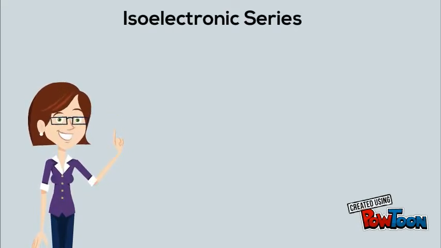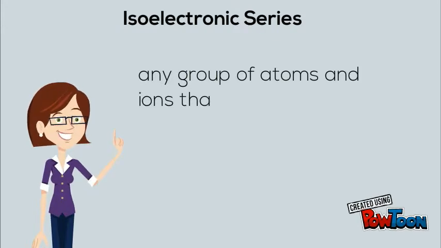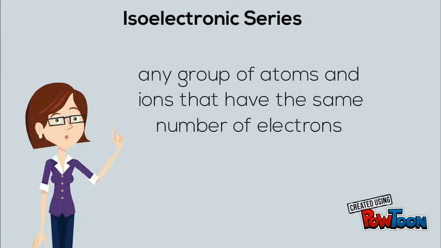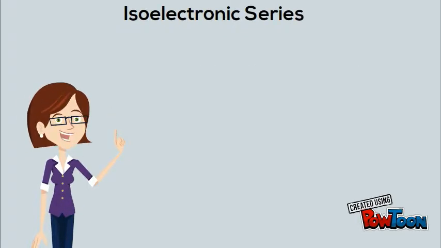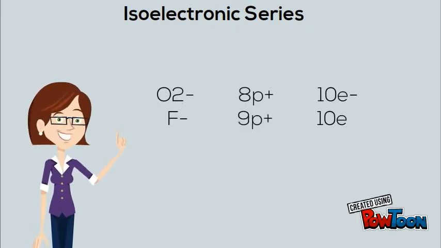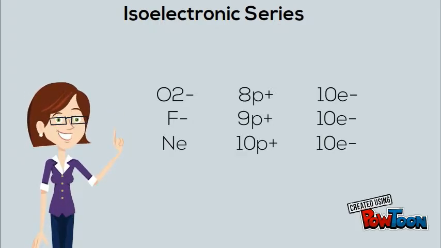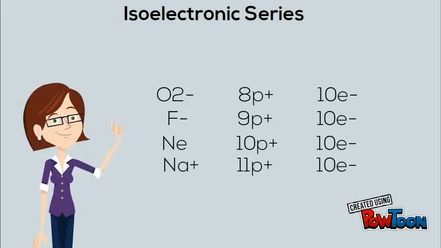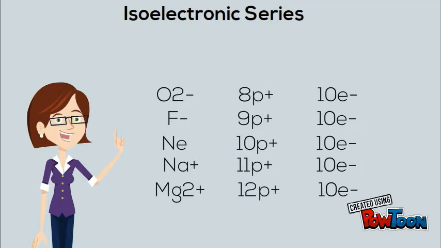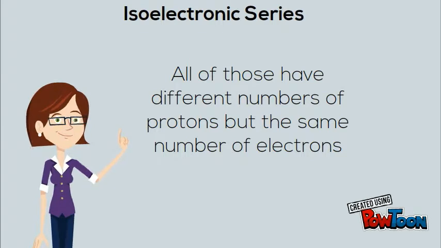Isoelectronic series are any group of atoms and ions that have the same number of electrons. Oxygen with a 2- charge, you have 8 protons and 10 electrons. A fluorine ion has 9 protons and 10 electrons. A neutral neon atom has 10 protons and 10 electrons. A sodium cation has 11 protons and 10 electrons. And a magnesium cation has 12 protons and 10 electrons. All of those have a different number of protons but the same number of electrons, hence the term isoelectronic series.